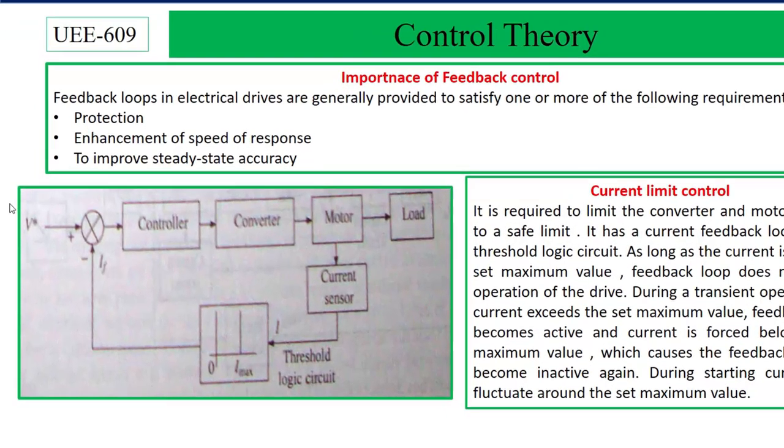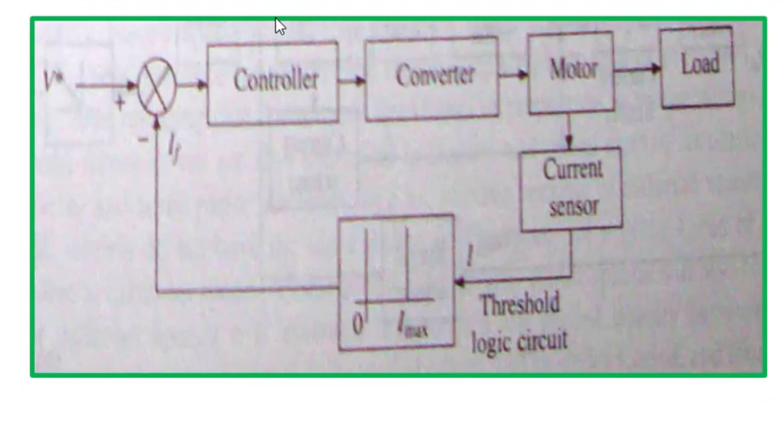Now this is a block diagram of current limit control. The current limit control is nothing but controlling the current of the converter or the current of the motor to operate within its rating. Every converter has some number of switches, and the switches have their own rating. So within the rating of the converter or the rating of the switches, the devices should operate, otherwise the complete drive system may get damaged.